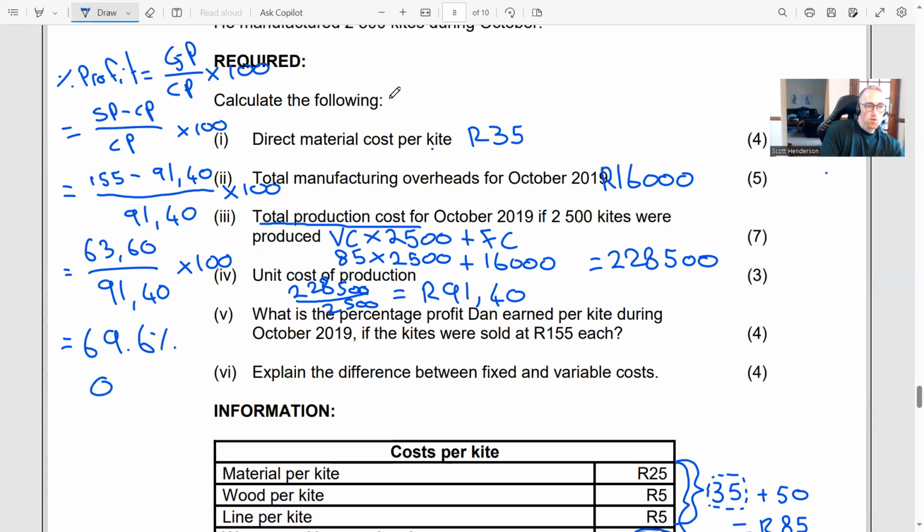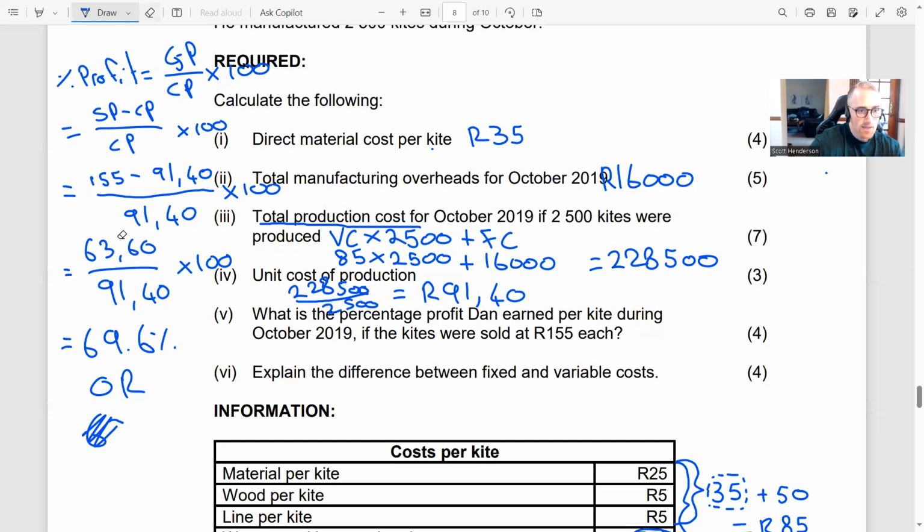69.6%, or you could say 70%. 69.6% can be rounded up to the nearest percent, which would be 70%. So that's the answer here. The answer would be 70%, or 69.6%.